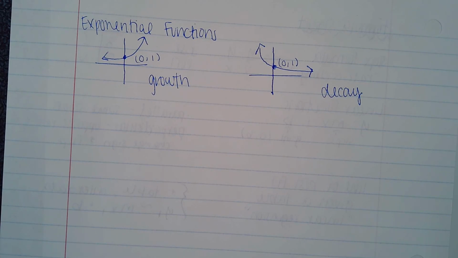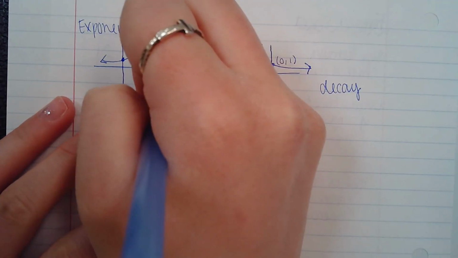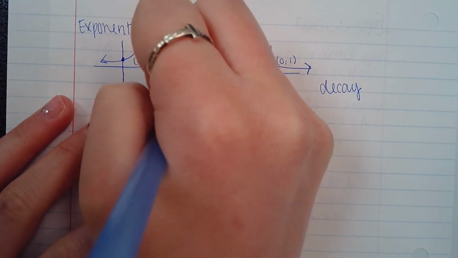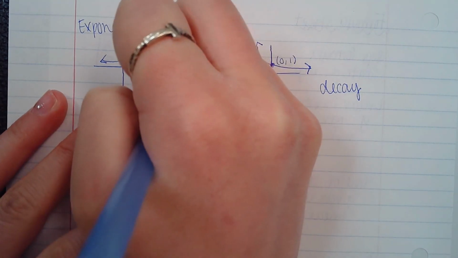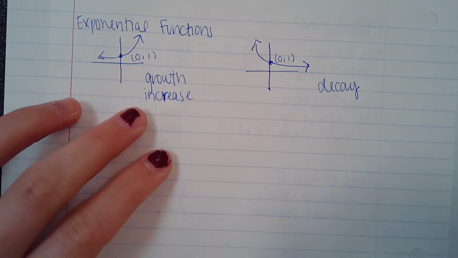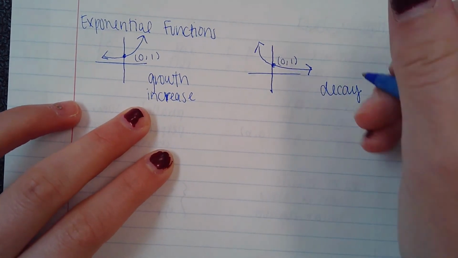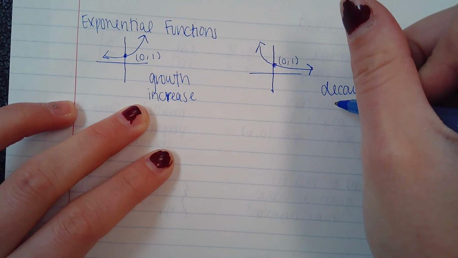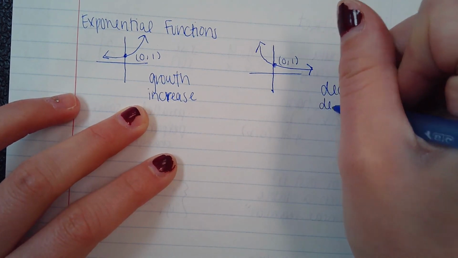What are some words that tell us they're talking about growth instead of decay? Increase. I think that's the biggest one. Instead of increase, what might they say for decay? Think like opposite. Instead of increase, we could say decrease.